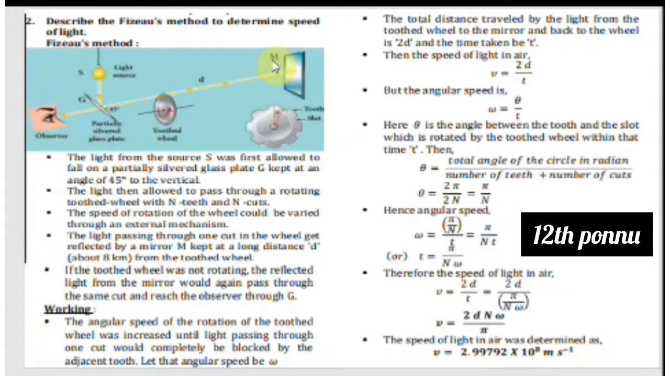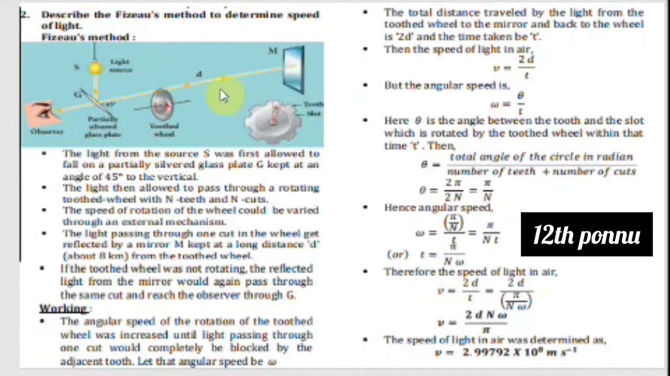The earliest attempt was made by a French scientist, Fizeau, who found the speed of light for the first time. This gave the base for other scientists to determine the speed of light. First, the construction of Fizeau's experiment. This experiment is used to find the speed of light in air.